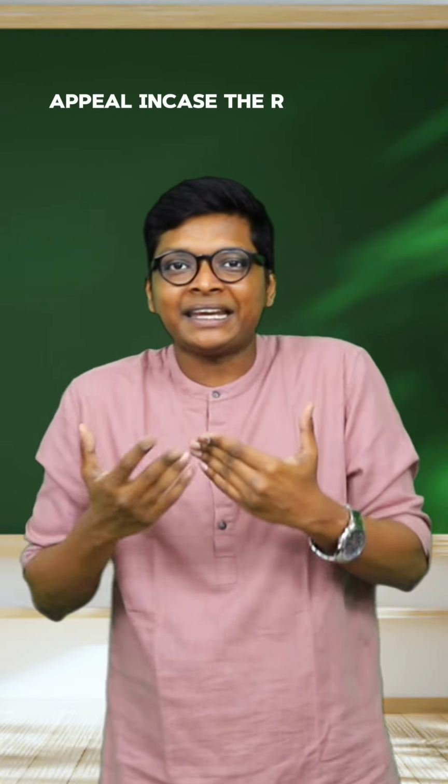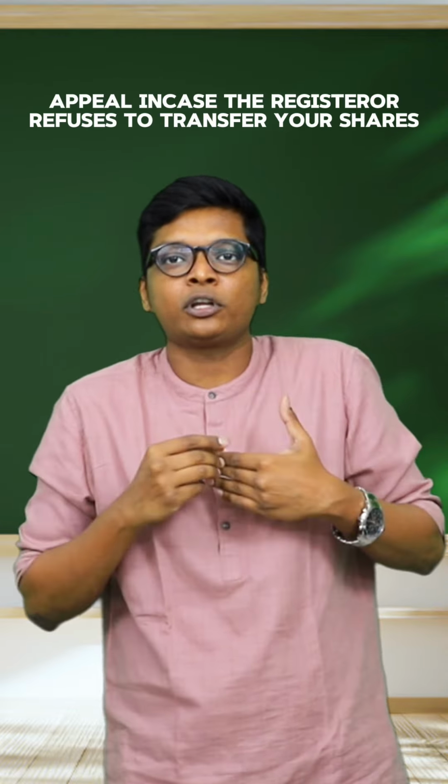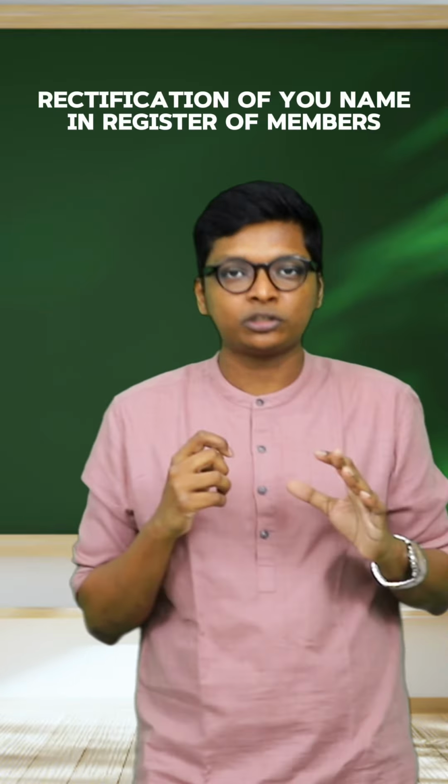Section 58 is an appeal in case the company refuses to transfer your shares, or the registrar refuses to transfer. That is section 58. Section 59 talks about rectification of your name in the register of members, and section 60 is not there in the syllabus.